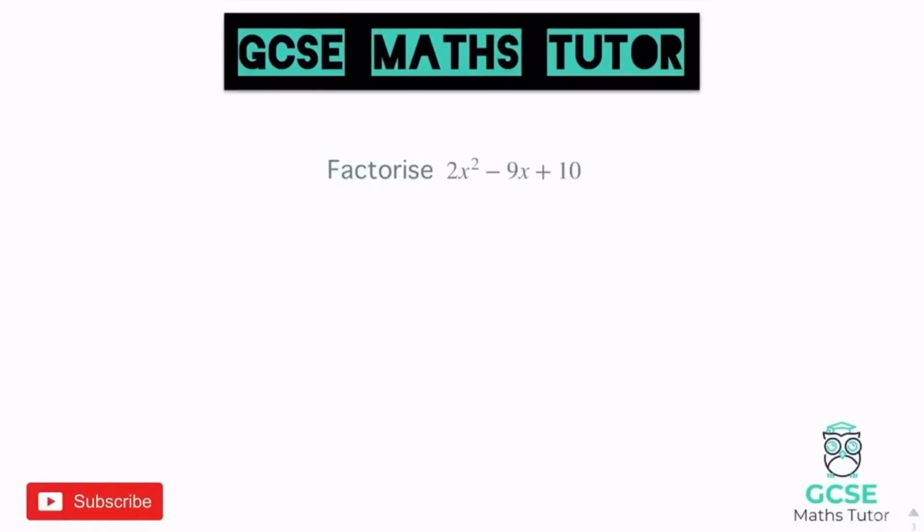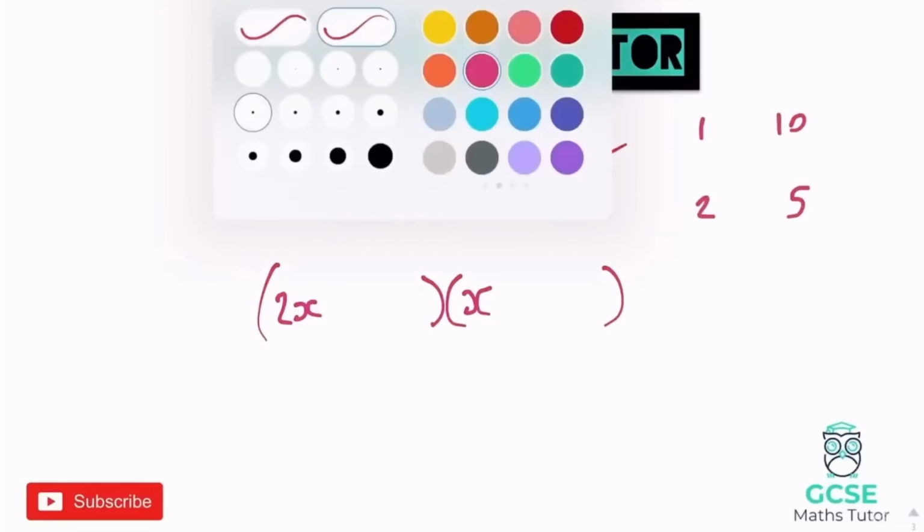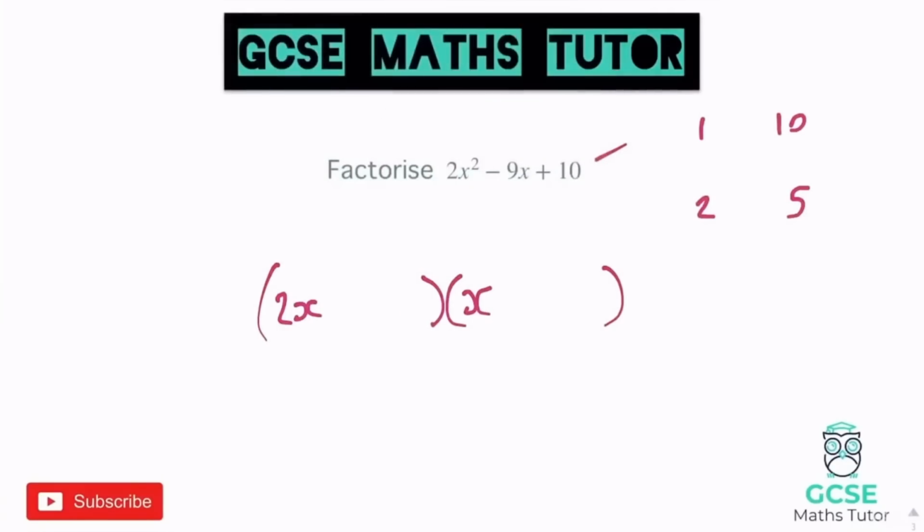Okay, so introducing some negatives. Same process though. We'll stick 2x in one bracket and x in the other, as we've got a 2x squared. And again, writing down the factors of 10, so 1 and 10, or 2 and 5. Now again, one of them is going to double, so we could have 2 and 10, or we could have 1 and 20. Are we going to be able to make 9 out of either of those? No. 2 and 10 we could make 8, we could make 12, but we can't make 9. And then 1 and 20 we could make 19 or 21, but we can't make 9.